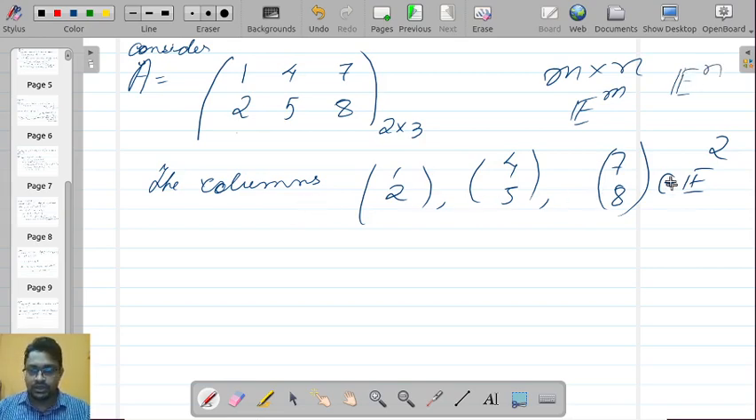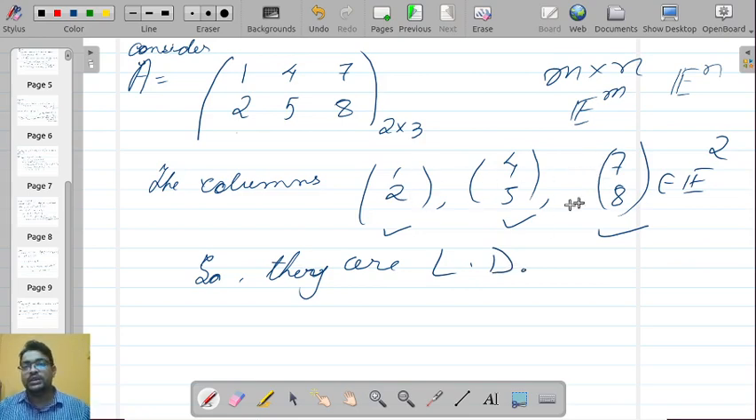Okay, so the columns here belong to E square. But E square is of dimension what? Dimension 2. So these columns, there are three columns here. So they are linearly dependent. Okay, these three columns cannot be linearly independent, right? So the maximum number of linearly independent columns in this matrix is actually 2. Okay, it may happen that two columns are also linearly dependent. Okay, but we are talking about maximum. Two columns can be linearly independent, okay, because any set of more than two vectors in E square will be always linearly dependent. Okay, right?